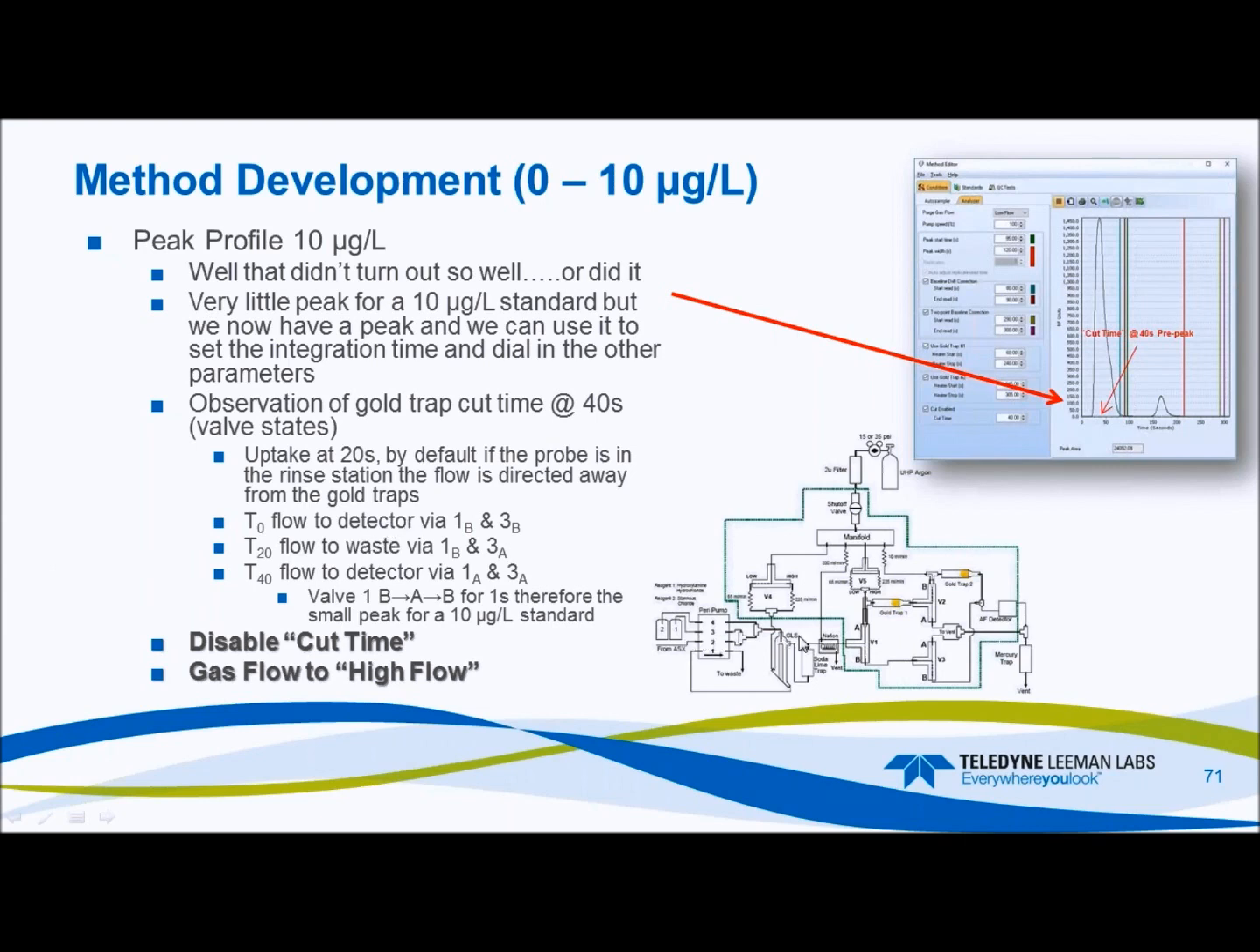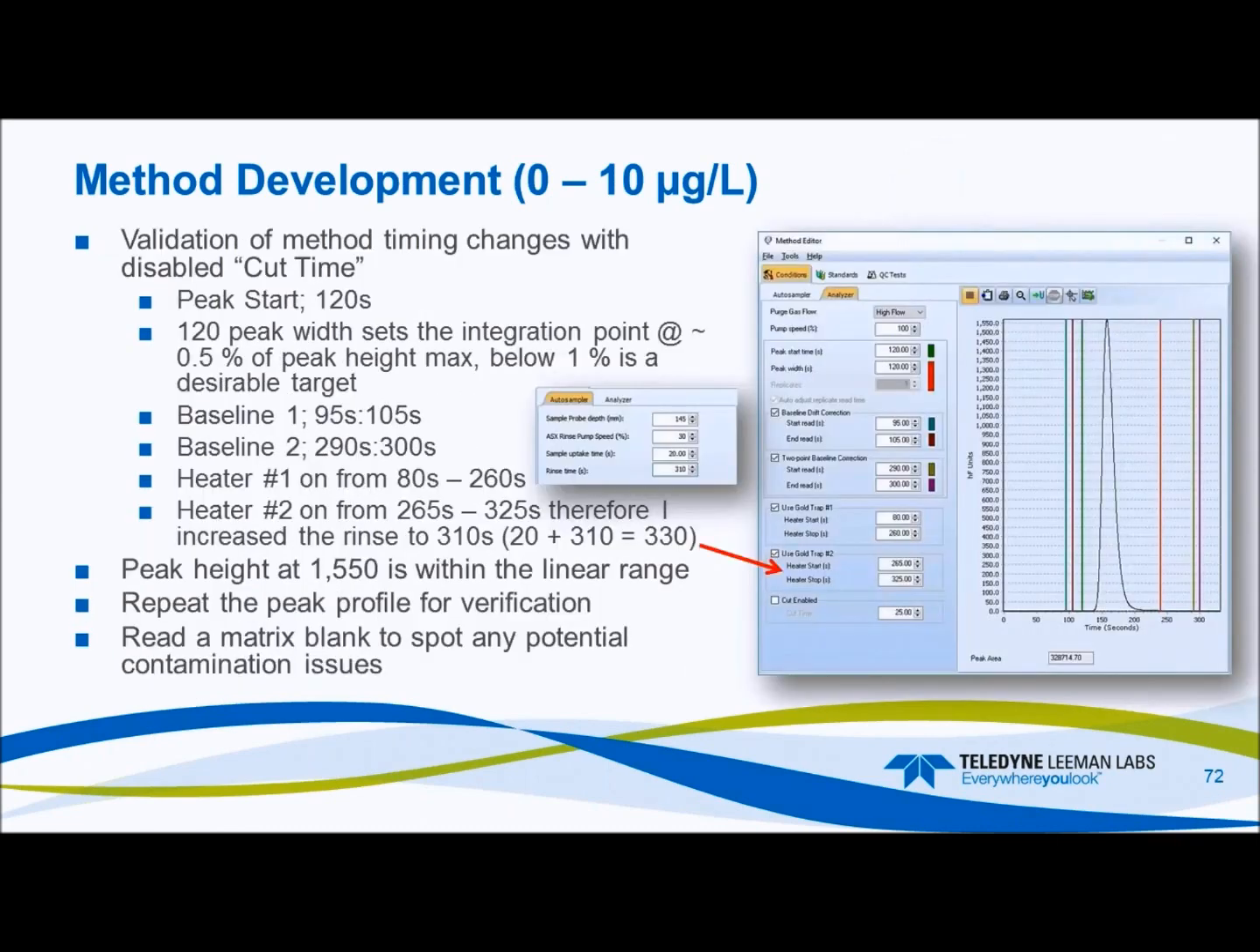So time 0, the valves are going from B over to here to the detector to give us that real-time peak, and then at 20, B and 3A go to waste. So then at 40, where I had my cut time, it went from B to A for 1 second, but we stayed over here in this zone. Therefore, a very small amount, 1 second worth of mercury, was loaded onto that gold trap, and that was during the wait time. So that's not going to be my true value. So that gave me an indicator that I need to disable the cut time and change the gas flow to high. So I did that, reread the peak profile, and voila, got a nice peak.